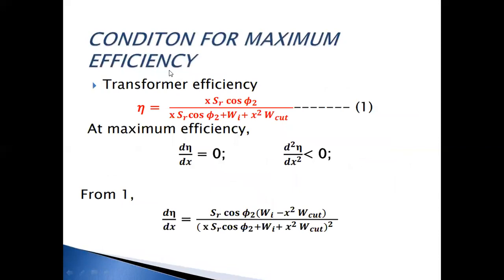So, the condition for the maximum efficiency. This is the general information on the efficiency of a transformer. For maximum efficiency, the derivative d/dx of eta with respect to x equals 0, and the second order derivative will be less than 0. So if, from equation 1, I take d/dx of eta and do the derivative, we will get this particular equation.